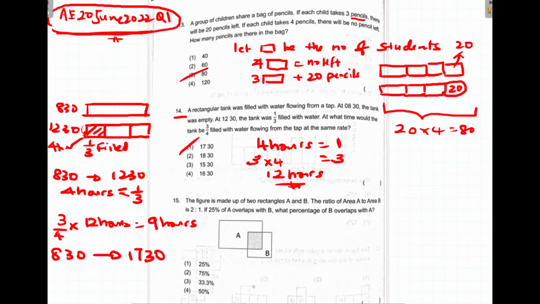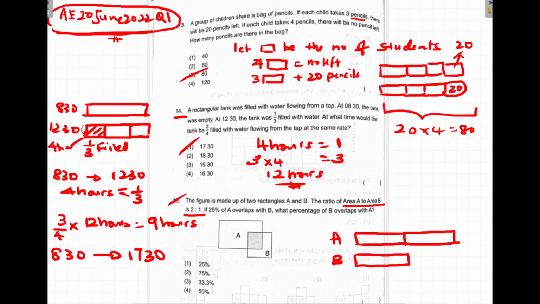Around there. Okay? And then here, question 59, it says that the figure is made up of 2 rectangles A and B. Then the ratio of A to B is 2:1. I can do my drawing. A, one box, right? Another box. Ratio 2:1, correct?